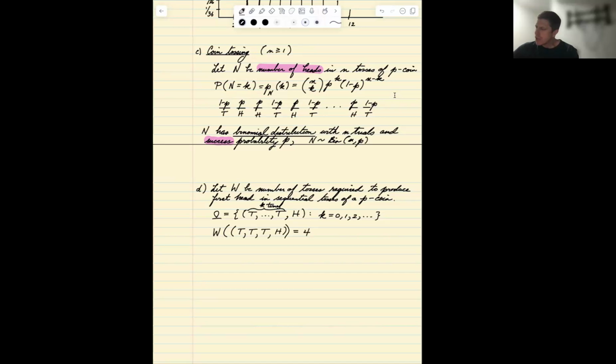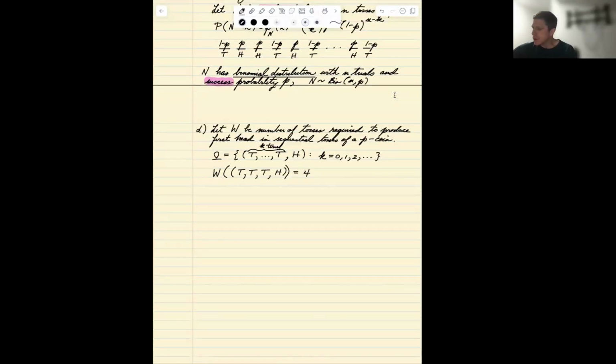Okay, so in general, how does this work? For any given W, let's write it as K. For any given K, what happens is we have K minus 1 tails, each independent and having probability 1 minus p. So there's K minus 1 of them, giving (1 minus p) to the K minus 1 power, times the probability that the next one is a success.